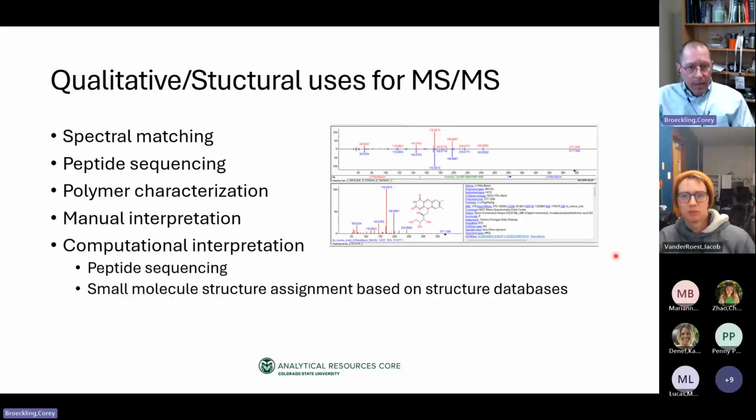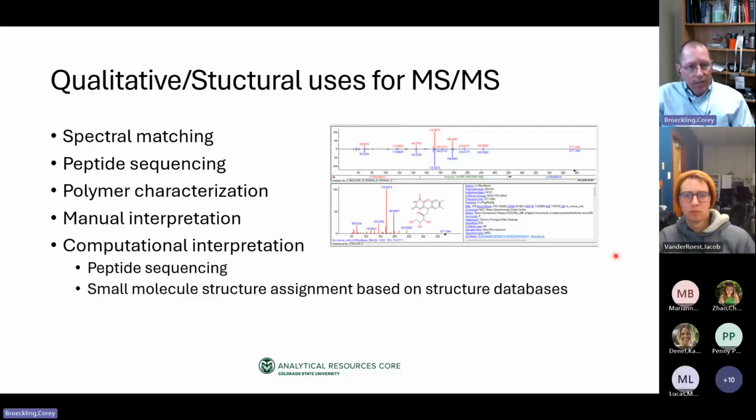This can also be used in manual interpretation. Manual interpretation requires a much steeper learning curve and a lot more experience, but it can be done. It's basically a process of trying to understand, given a putative structure, what the fragment ions are likely explaining in that substructure.